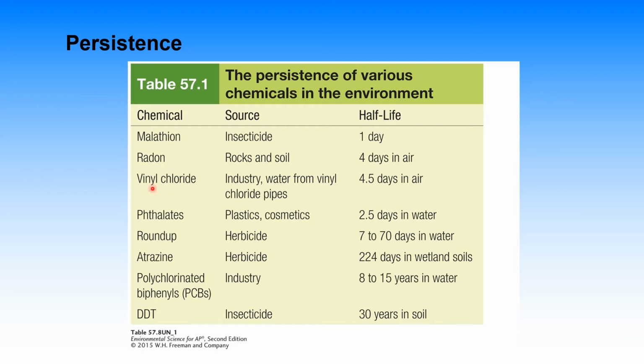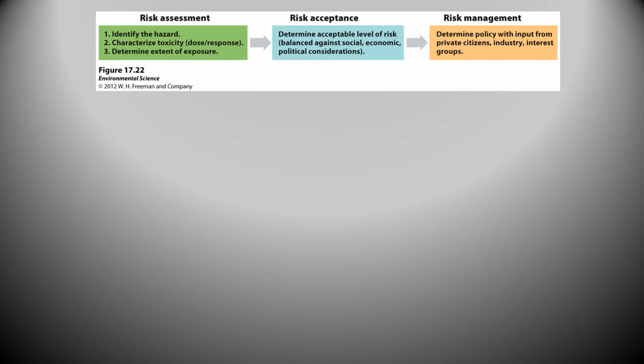And then we have vinyl chloride. We talked about that a lot in the last slideshow. And that lasts about 4.5 days in the air. So half-lives matter, and persistence of how long it lasts in the environment matters. Because these are chemicals that are harmful to the environment and to living things.